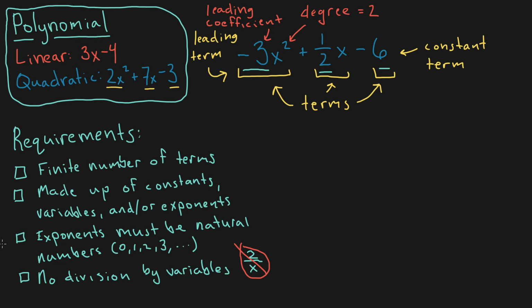And then a couple other descriptors that we can use to describe this polynomial is that it's a trinomial because it's made up of 3 terms. So it's a trinomial.